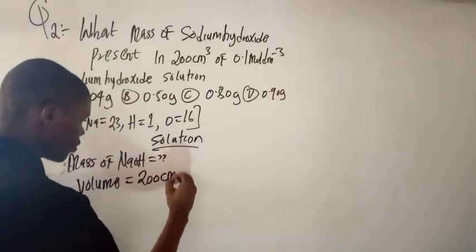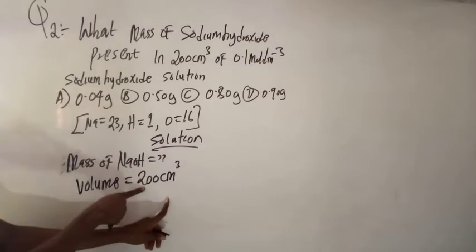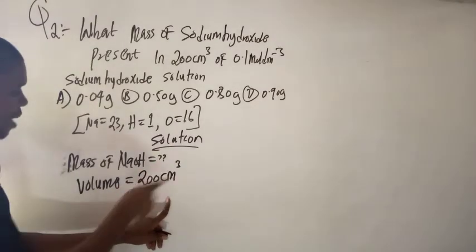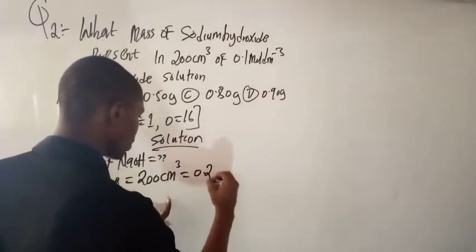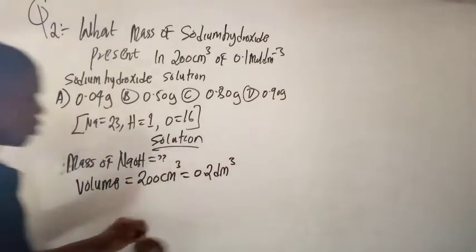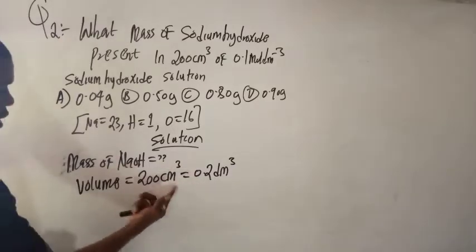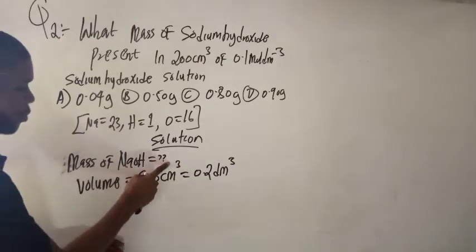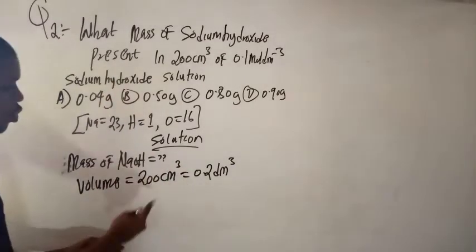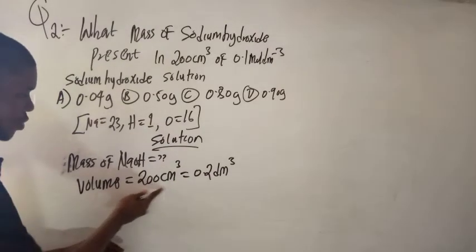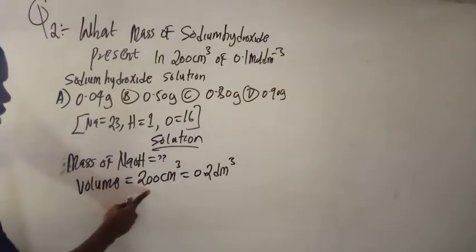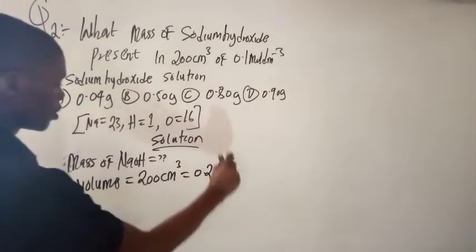200 cm cube. Remember, I told you that you convert cm cube to dm cube by dividing by 1000. If you divide by 1000, here you have 0.2 dm cube. Do you understand? So that is the first thing to do here. Whenever it is given in cm cube while calculating molarity or concentration, you must convert to dm cube. How do you convert to dm cube? By dividing by 1000. Divide 200 by 1000, you are going to get 0.2 dm cube.